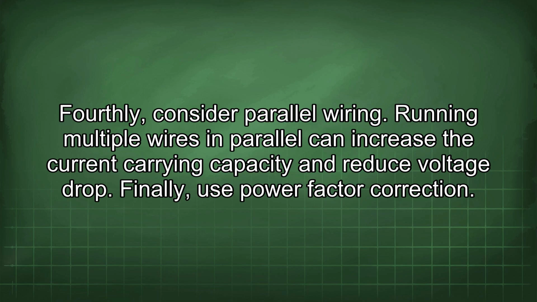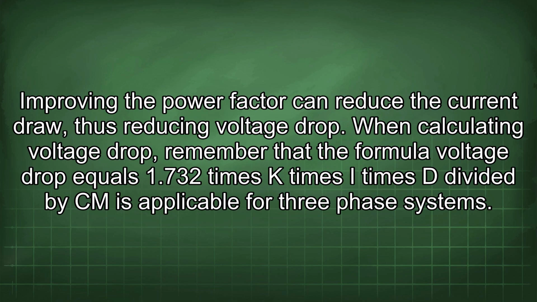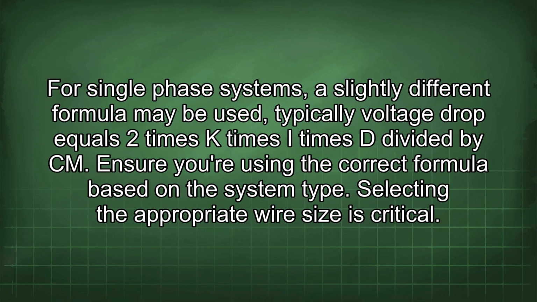Finally, use power factor correction. Improving the power factor can reduce the current draw, thus reducing voltage drop. When calculating voltage drop, remember that the formula voltage drop equals 1.732 times K times I times D divided by Cm is applicable for three-phase systems. For single-phase systems, a slightly different formula may be used. Typically, voltage drop equals 2 times K times I times D divided by Cm. Ensure you are using the correct formula based on the system type.